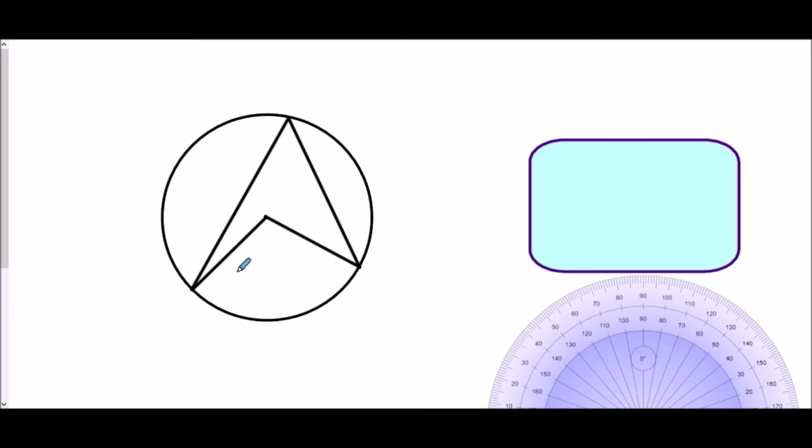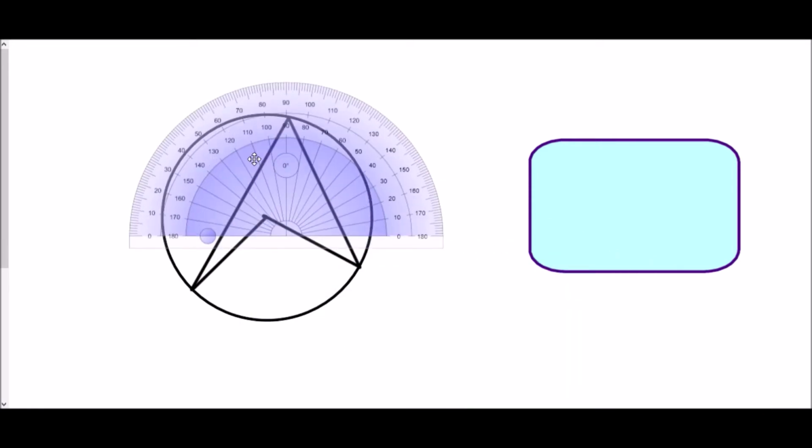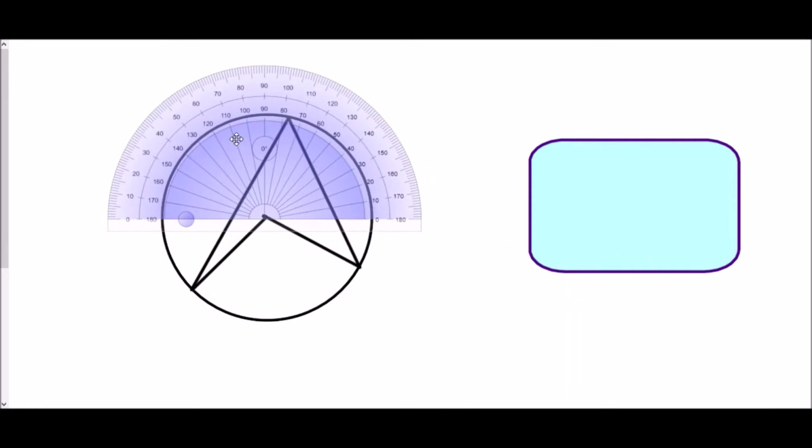Next, we have a shape here, which is like a delta shape. We have two lines coming from the center of the circle. So this is the center here. So two radii here, and then two more lines joining those to the circumference of the circle. And all I'm going to do here is measure each of the angles that I can see. And so I'm going to first measure this angle, which is at the center of the circle.